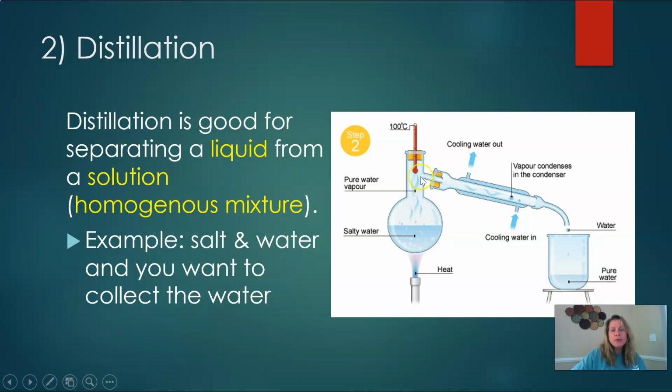So those vapors, as they're rising up, they can be collected in a tube. You can run some cold water on the outside here, and that will cause those vapors to condense, and then you can collect that pure water that would boil off from that saltwater solution. So that's an example of distillation.